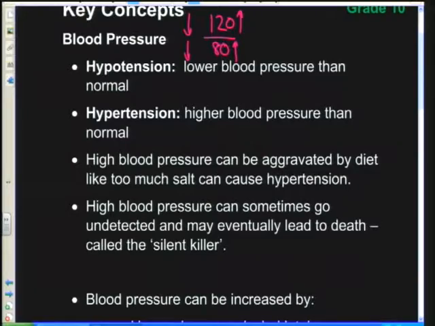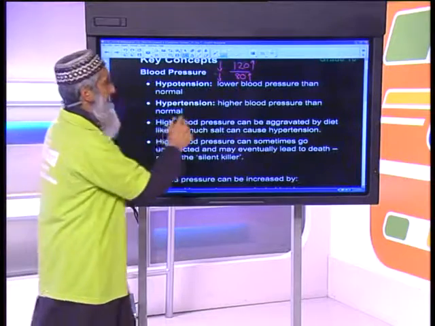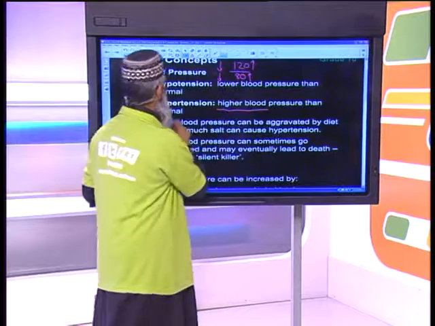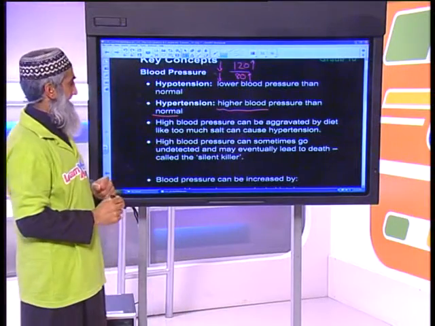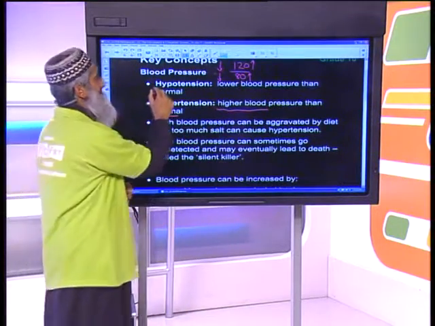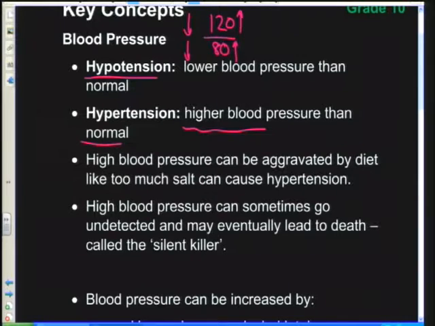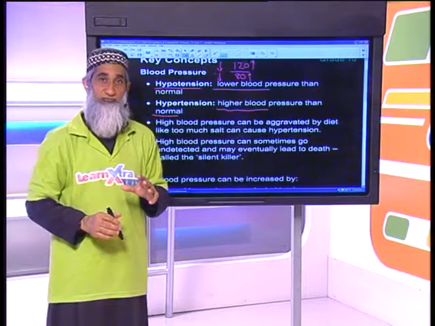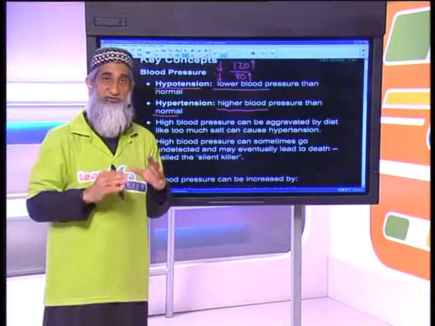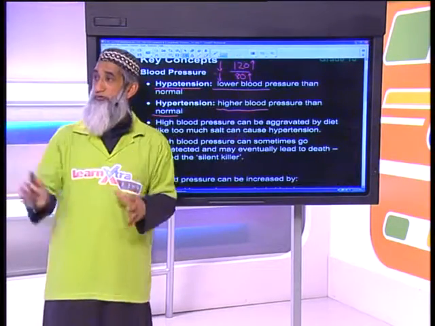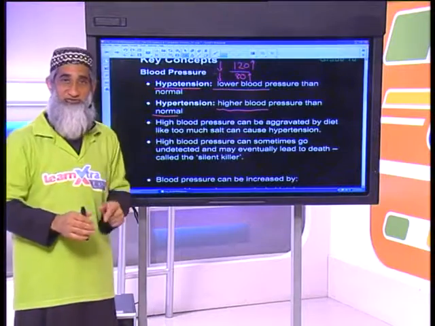So we talk about hypertension when the blood pressure is higher than normal. And we can also talk about hypotension when the blood pressure is lower than normal. By the way, Megan and I were chatting earlier, and I was telling her that they are equally dangerous. Both low blood pressure and high blood pressure can result in a stroke.